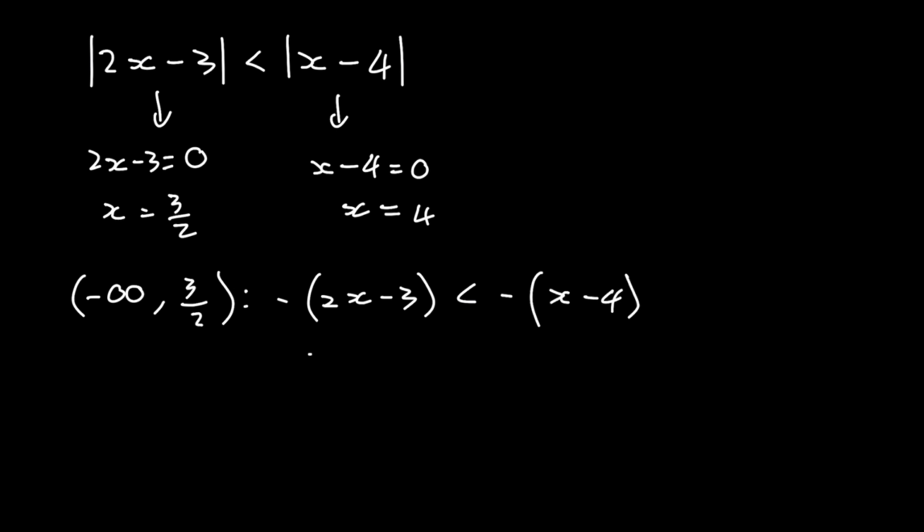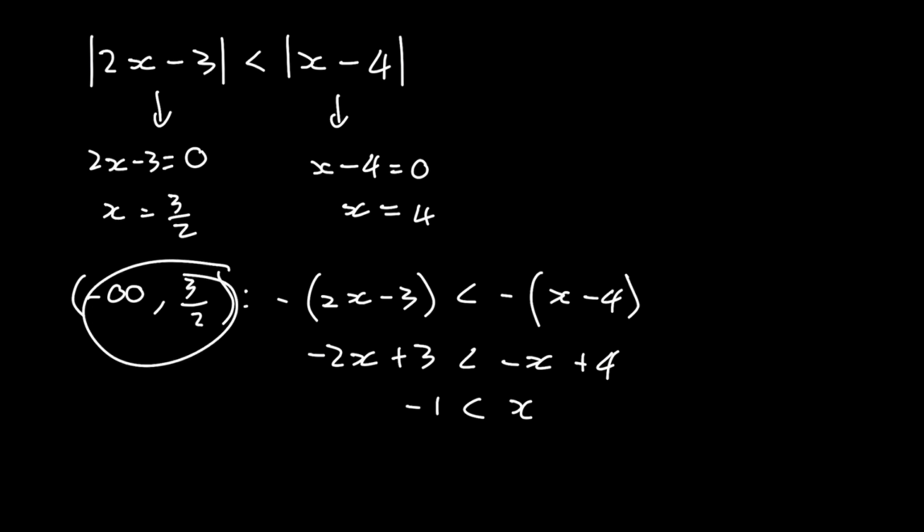Now we distribute this negative and we get negative 2x plus 3 less than negative x plus 4. And now we solve for x. So let's take this negative 2x across that way. And then we have x, because negative x plus 2x is just x. We take that 4 across. 3 minus 4 is going to be negative 1.